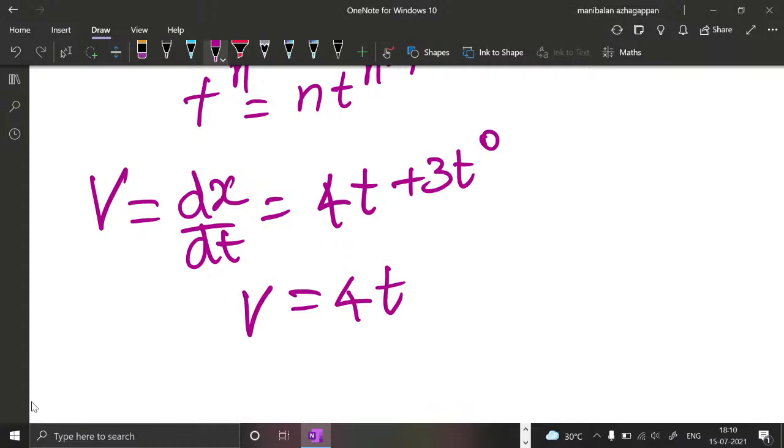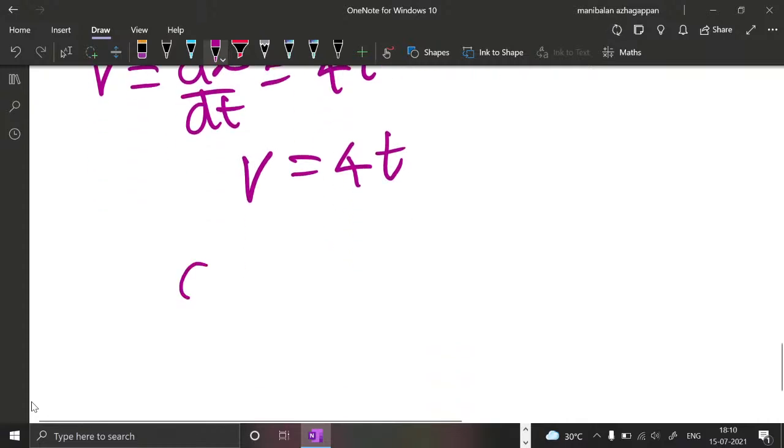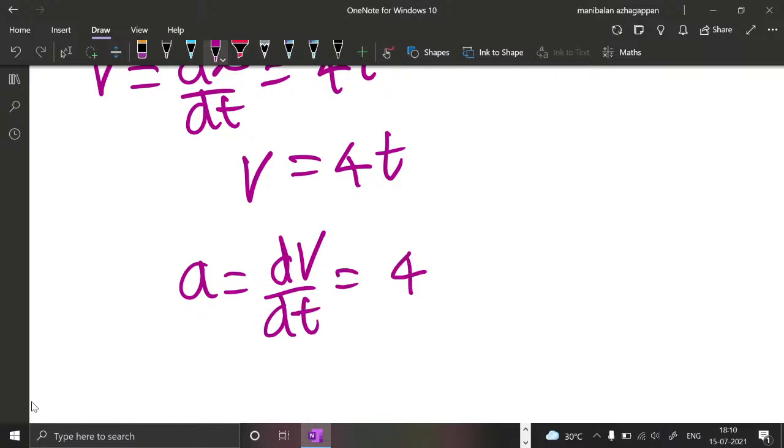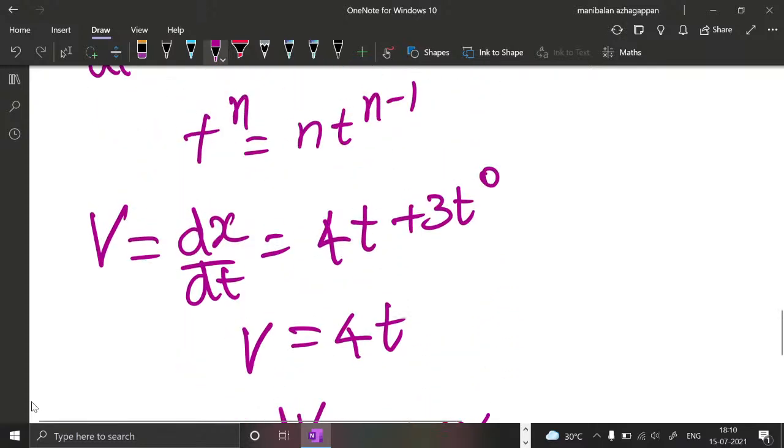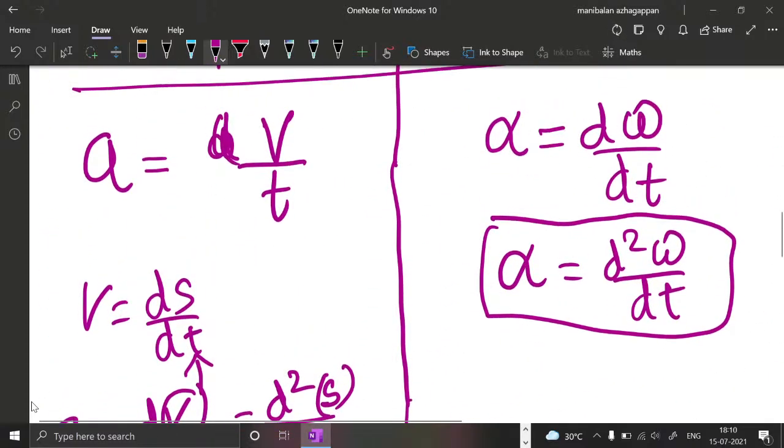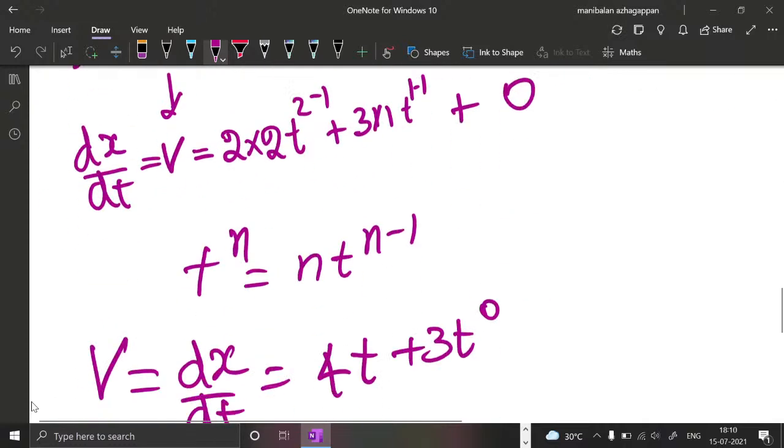Again, if you differentiate this equation, you will get acceleration. Acceleration is equal to the rate of change of velocity, that's going to be 4 meter per second square. Next, on this side also the same condition we can use.